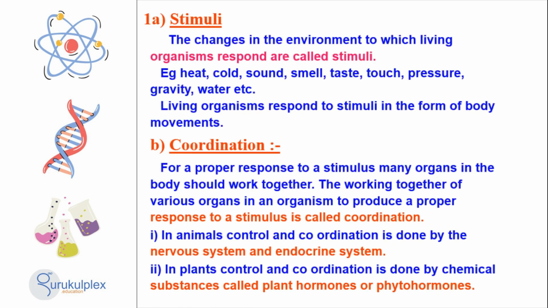Control and coordination are essential for any living organism. All living organisms react to changes in their environment, known as stimuli. To respond effectively, various parts of the organism must work together, referred to as coordination. In animals, this is achieved via the nervous and endocrine systems. In plants, phytohormones control and coordinate reactions to stimuli.